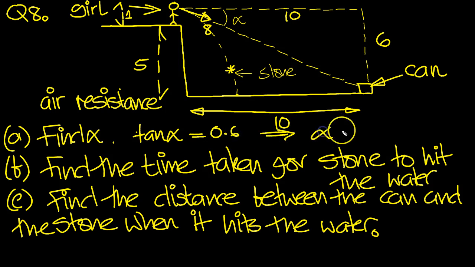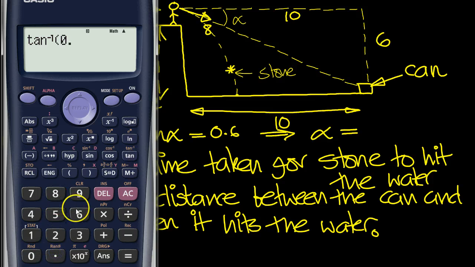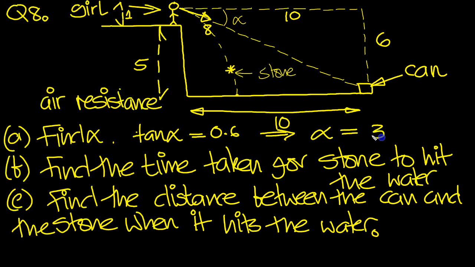So that tells us what alpha is equal to. Shift tan 0.6 gives 30.9 odd degrees. Rounded to 3 significant figures, that is 31.0 degrees. So there's alpha.